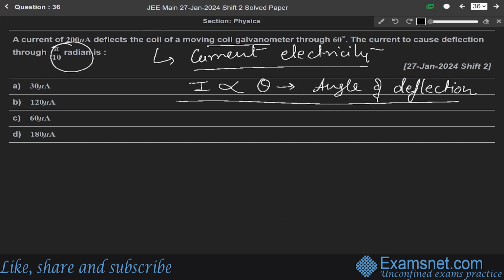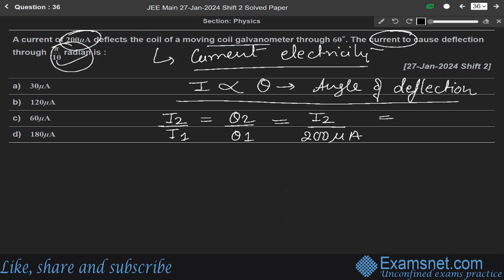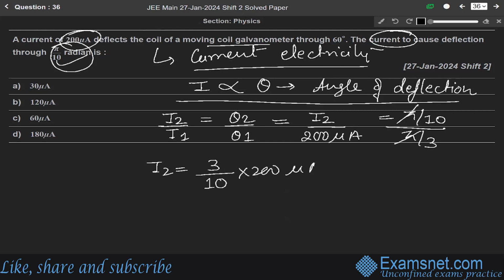The current is directly proportional to theta, so I2 over I1 will be equal to what? Theta 2 over theta 1. We have to find the I2 current, and I1 current is given as 200 microampere. And theta 2 is what? Pi by 10. And theta 1 is what? 60 degrees means pi by 3. So I2 will be equal to, this pi cancels out, 3 by 10 into 200 microampere. So the answer is 60 microampere. Okay. So the correct option is option C, that is 60 microampere.